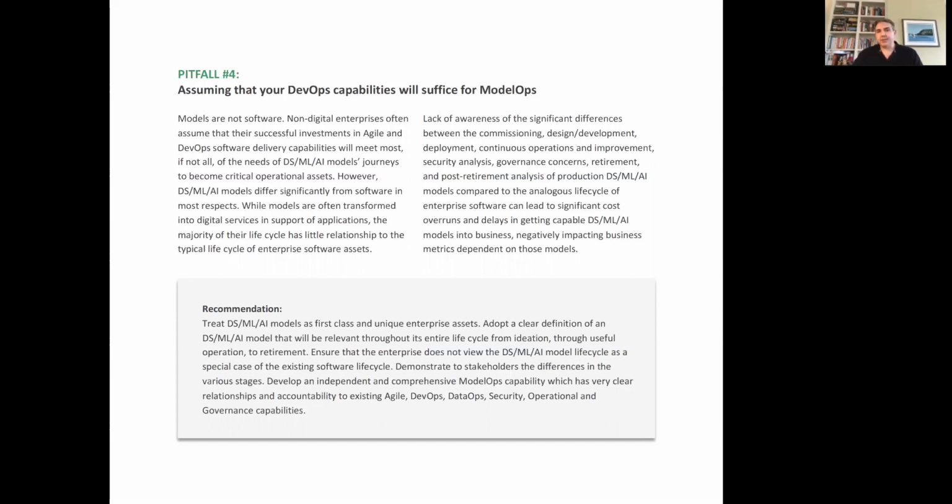Assuming that DevOps is just sufficient for model ops. I covered this in the morning quite a bit, some of the differences between models and traditional software. But I think the key is to understand that DevOps is not sufficient. DevOps needs to be fully leveraged for model ops. All the CI/CD tools, all of the agile development tools can be helpful.